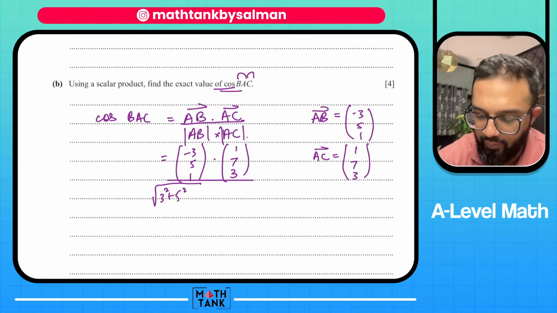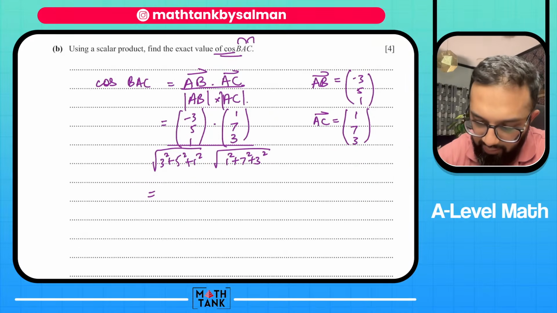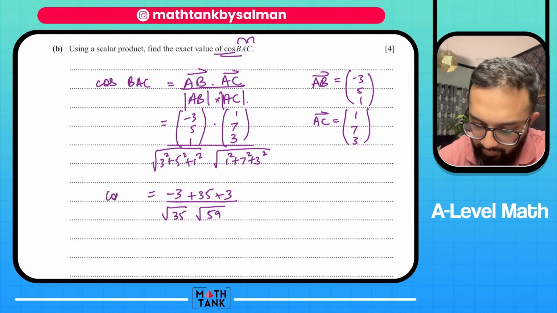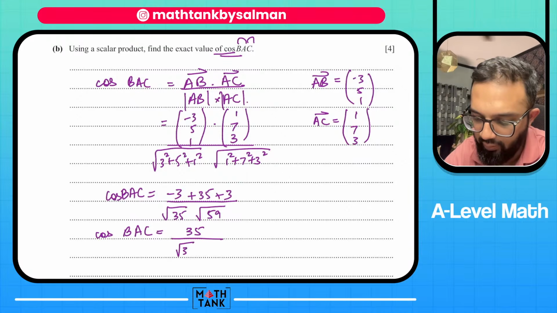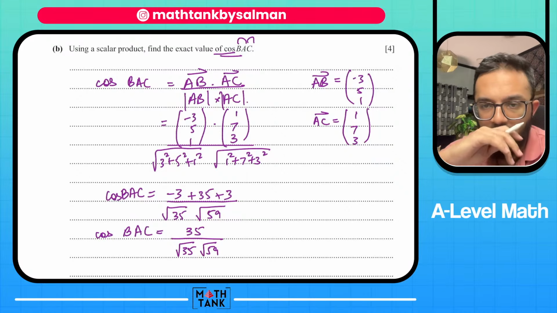3 squared, 5 squared, 1 squared, 1 squared, 7 squared, 3 squared. So minus 3 plus 35 plus 3 over root of 35 and 59. The cos BAC is then all of this. That's the exact value of cos BAC.